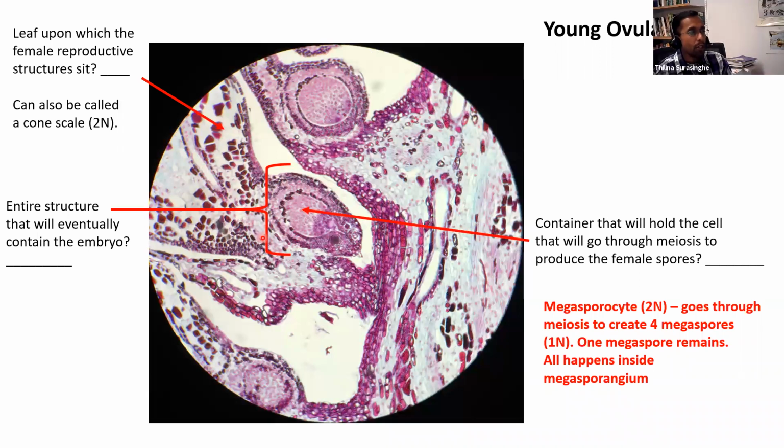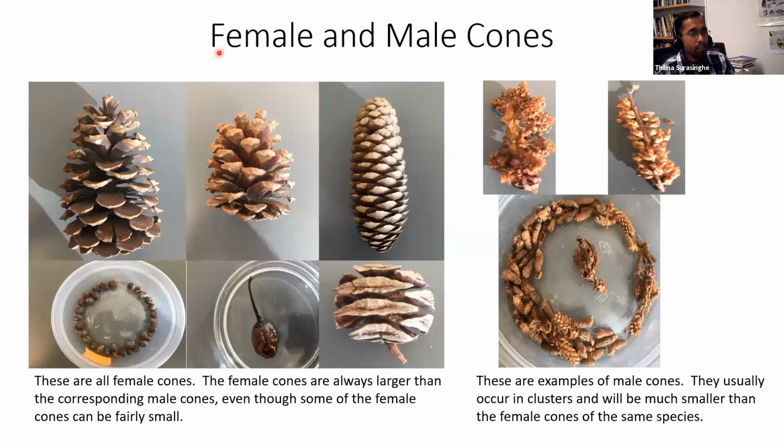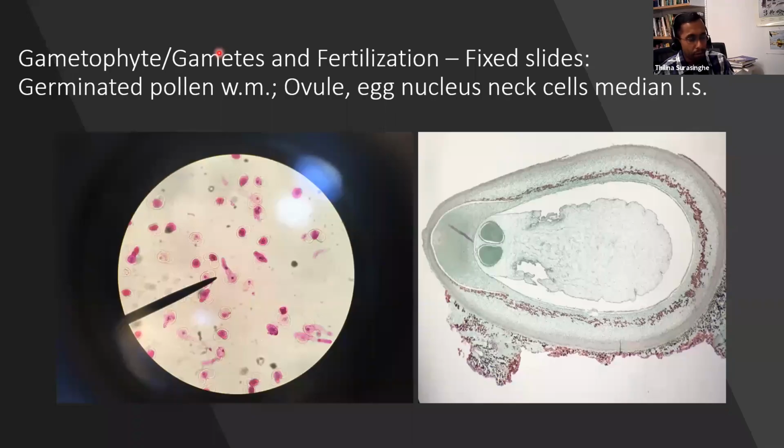So this is naming the same thing. Over here, this is the ovule, like I asked earlier. The leaf, or the bracket, upon which female reproductive structures sit is going to be a sporophyll, and it's a female structure, so it is megasporophyll. Female and male cones are going to have very different sizes. We just did exercise number 1 where we used the cone shape to identify different species.